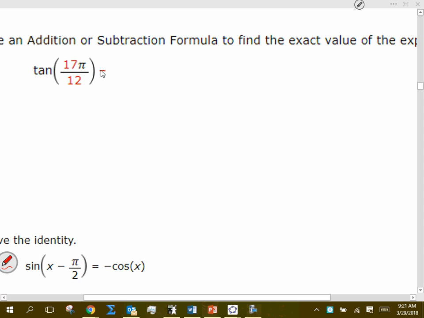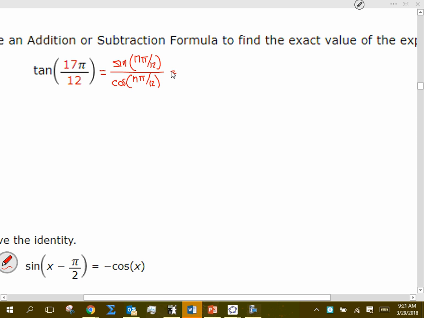So if I take tangent, and I want to find tangent of 17 pi over 12, that is a multiple of 15 degrees because of that denominator of 12. And for the most part, we probably don't know what that is off the unit circle. So I'm going to write it this way: sine of 17 pi over 12 divided by cosine of 17 pi over 12.